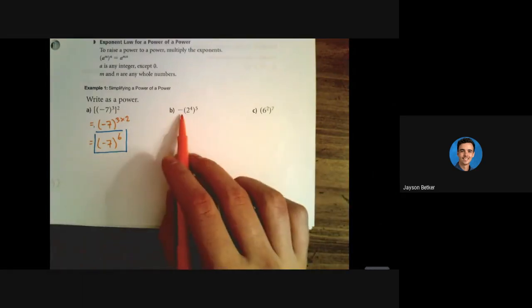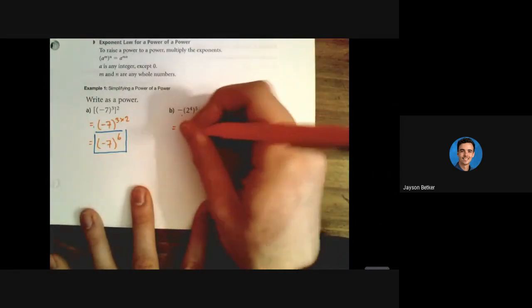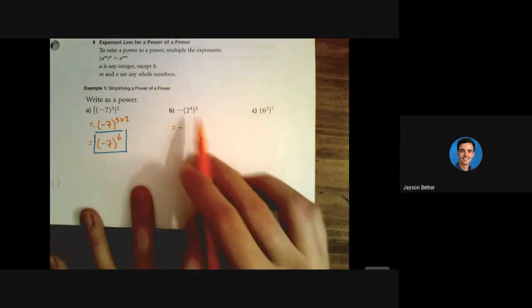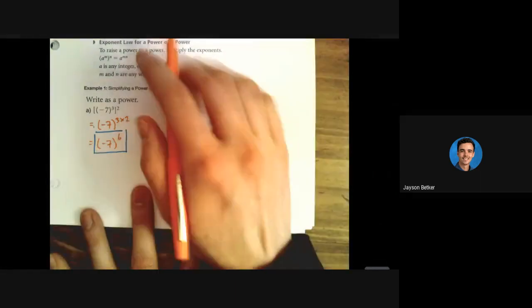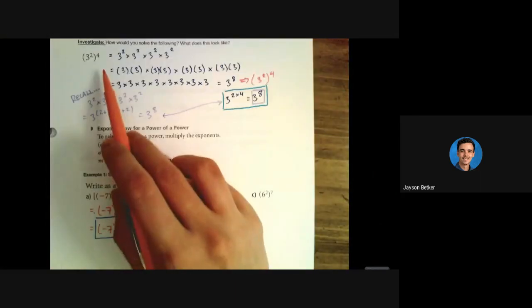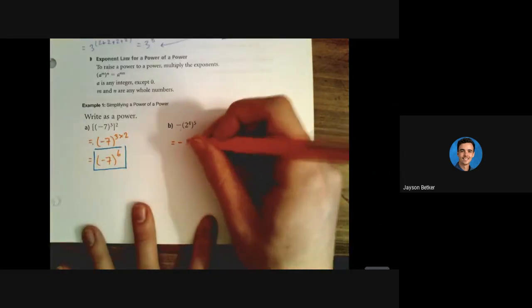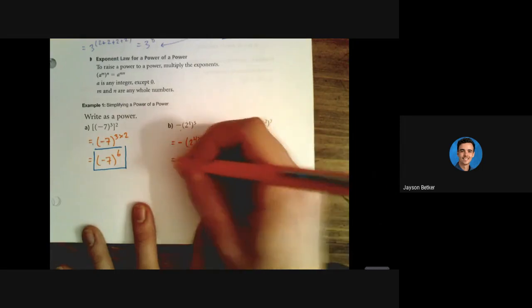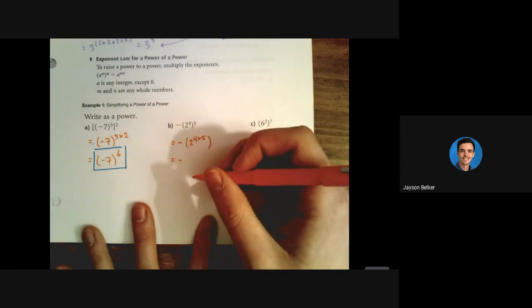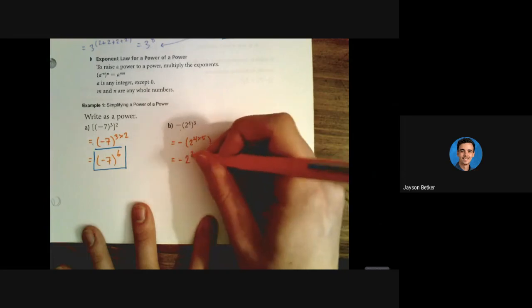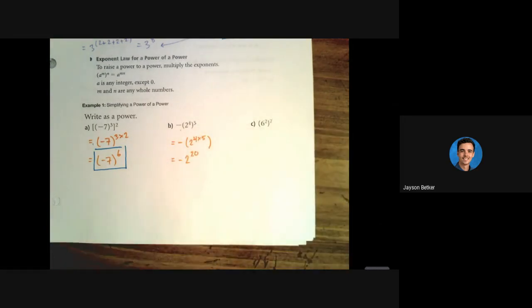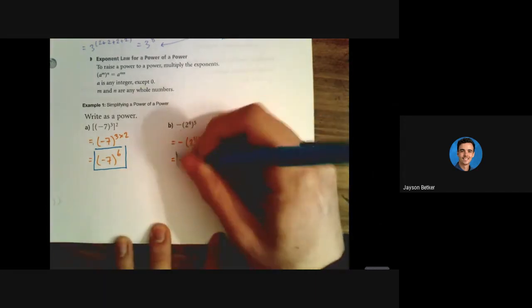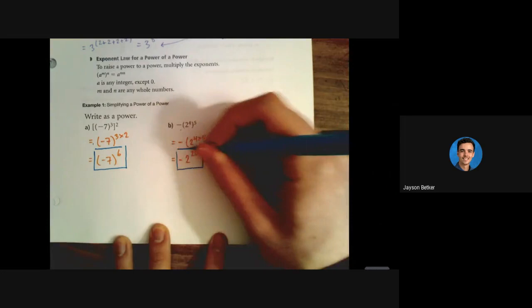We've got the negative sign out front here. So remember, that always stays out front. And then this is just 2 to the 4 to the 5. Well, from what we saw up here, 3 to the 2 to the 4, this is just going to be 2 to the 4 times 5. Okay, which is -2 to the 20. Remember, if that negative is not inside of the brackets, it just sits out in front the entire time.